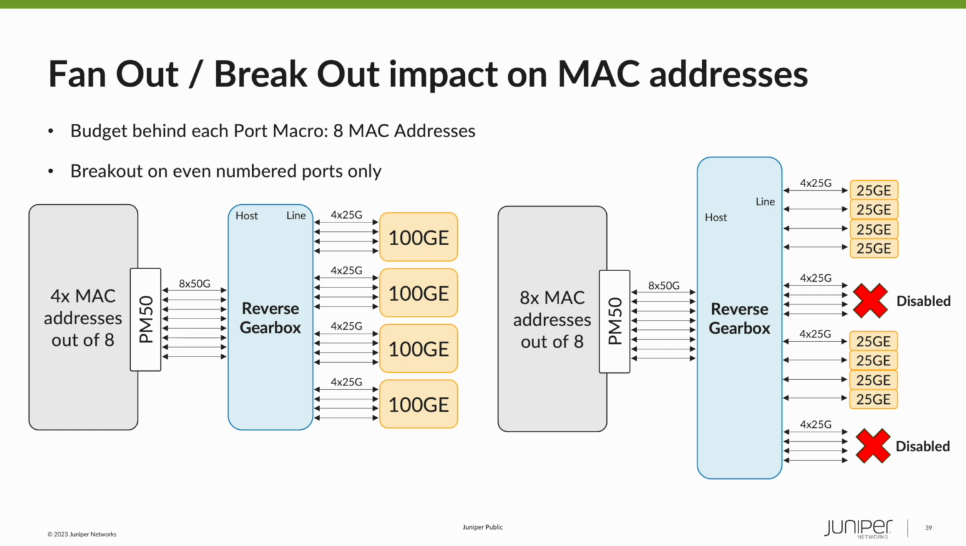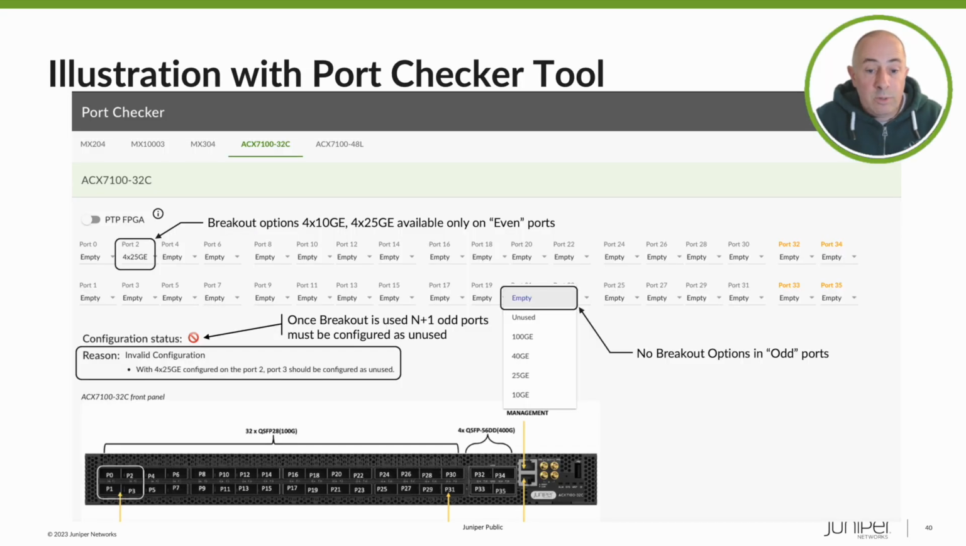That's why it's very common to see that when you configure channelized on the port number N, the port N+1 needs to be configured unused. That's something very common, and that's what we're going to illustrate with the port checker tool here. In my port number 2, I have 4 times 25 gig, and my port number 3, N+1, needs to be configured unused. On the router itself, if you don't configure unused, it will not even complain that you are doing something wrong. It will simply not enable your channelized port. That's something good to know.